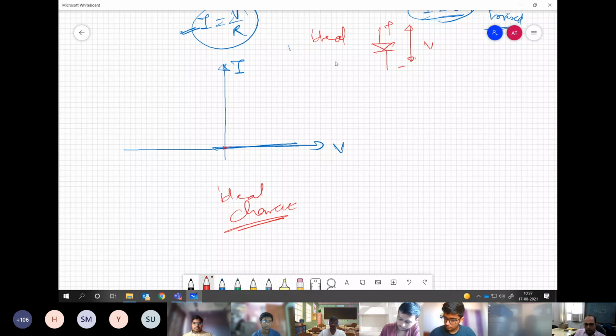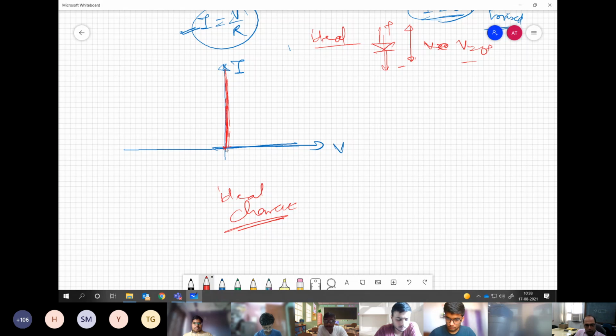So whenever we say that this is an ideal diode, the moment this V is slightly greater than 0, just 0 plus, slightly higher, it conducts. An ideal diode may carry any amount of current. So we will say that the characteristic will essentially lie on the y-axis for any positive value of V, and there will not be any drop across the diode.